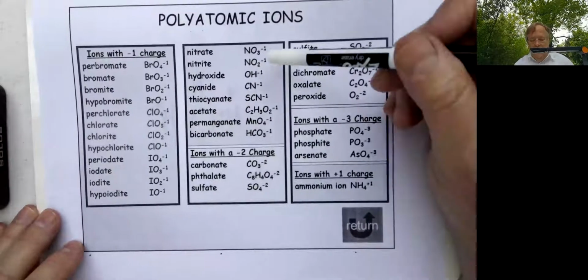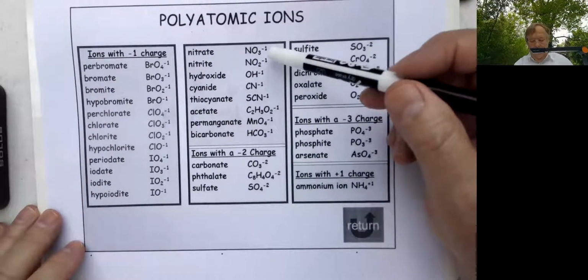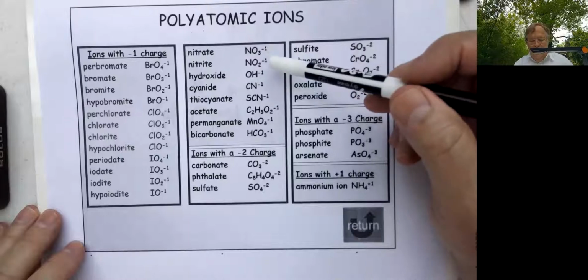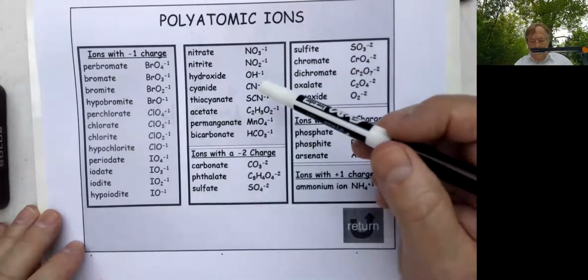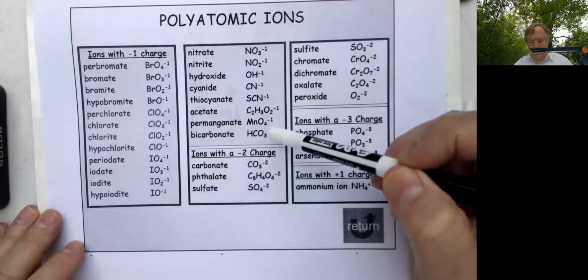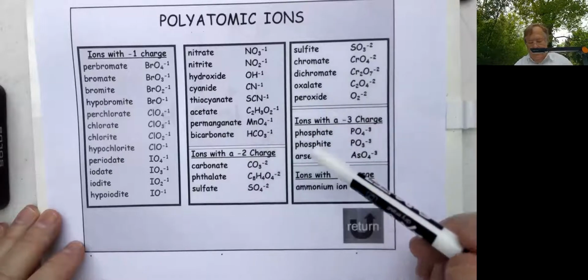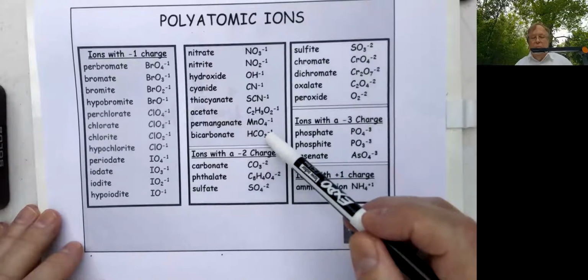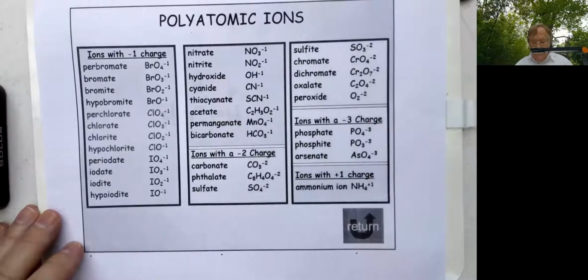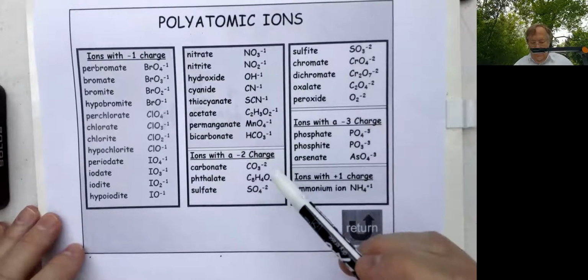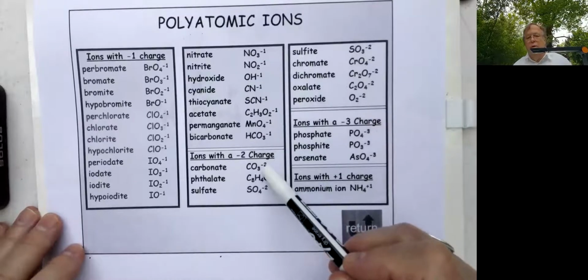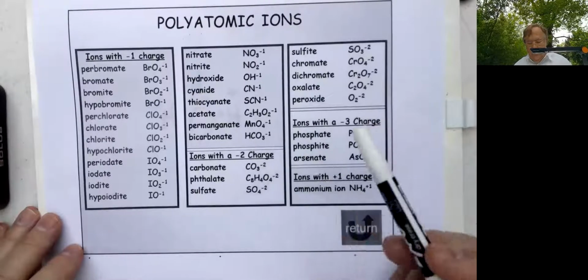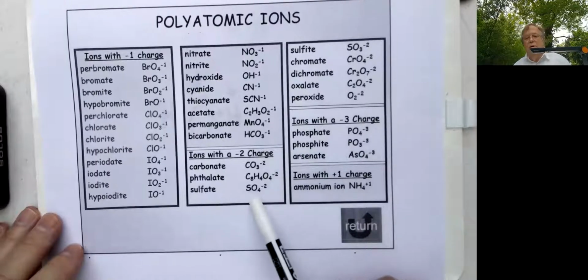All right, here's some other real common ones. This is nitrate and nitrite, and those are real common. Permanganate is common. Bicarbonate, sodium bicarbonate, that's the baking soda polyatomic ion. And then here's carbonate. Carbonate is a real common polyatomic ion. Sulfate is real common.